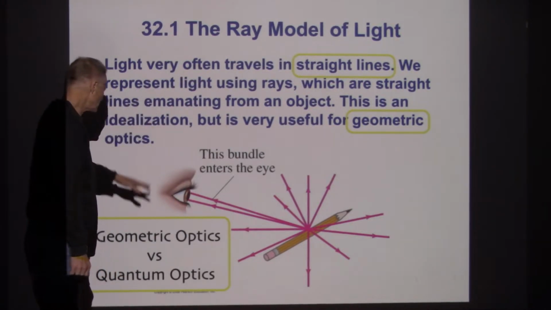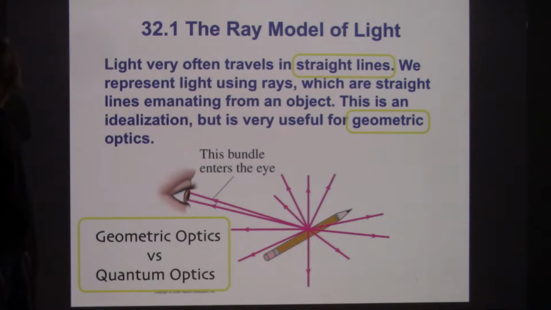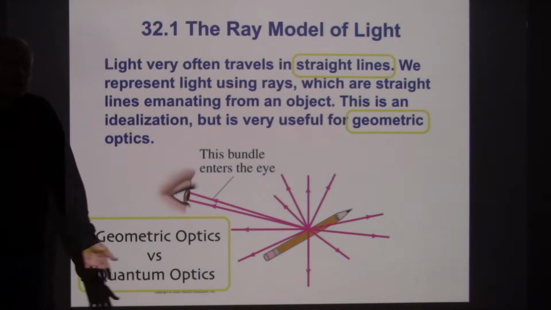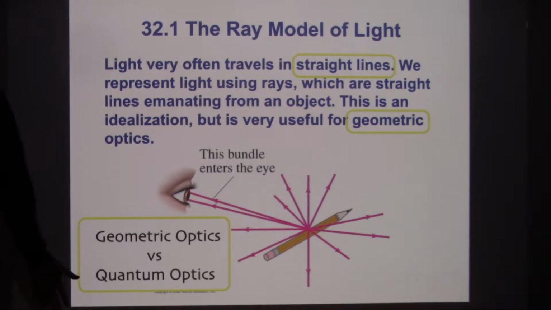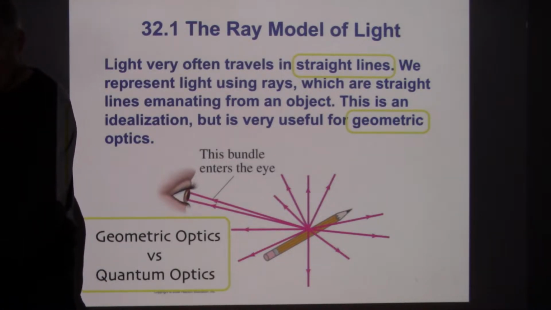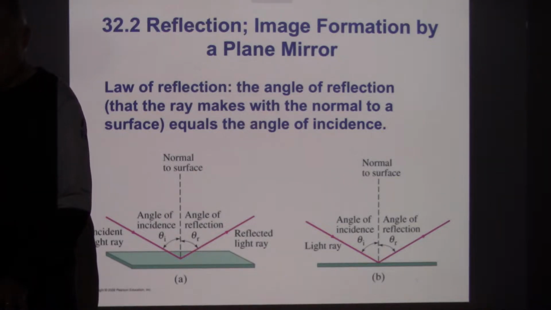That's our geometric optics approximation, that in many situations this model works really well. It's a bit of an idealization, we'll find out, but in many everyday cases this is a really good approximation. So here's some light going into this person's eye, and the light's coming off the object.